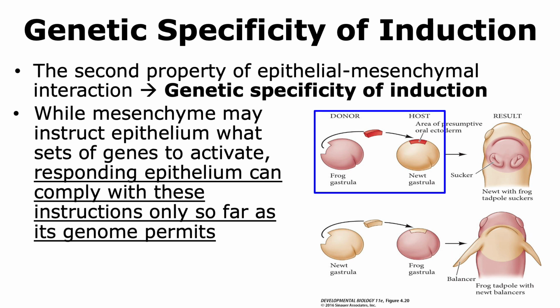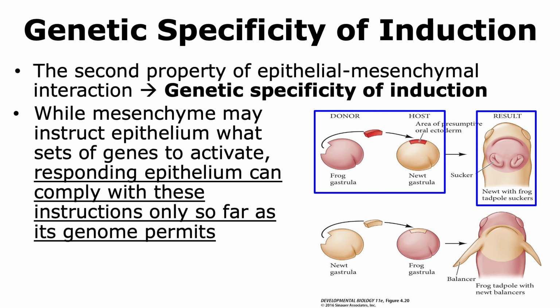So in this experiment, what they first did is they took a frog embryo that had undergone gastrulation and took a portion of that frog embryo and grafted it into a newt embryo that was in a similar stage of development. So the region was grafted in the area that was the presumptive oral ectoderm, which basically forms the mouth parts. And what they saw is when they allowed that newt embryo to undergo further development, the result was the newt actually had the frog tadpole suckers. So these tadpole suckers came from the part of the frog embryo that was grafted onto the newt gastrula.